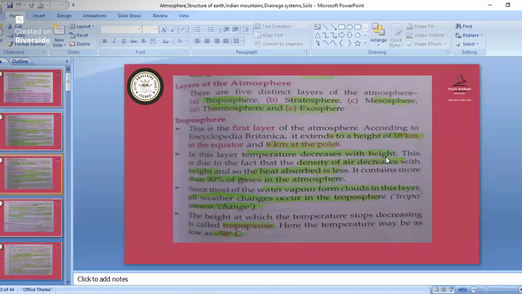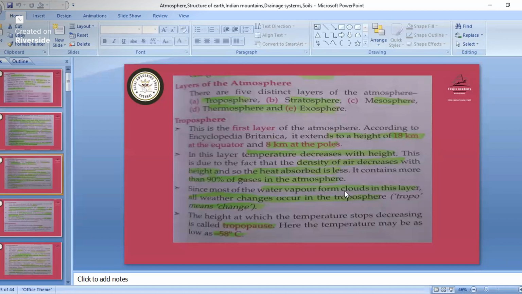In this layer temperature decreases with height. As we go up, temperature decreases, because the density of air decreases with height, so the heat absorbed is less. It contains more than 90% of gases in the atmosphere. In this layer there is a normal lapse rate. What is the normal lapse rate? As we go up, per 4 kilometers, 1 degree temperature decreases. That is known as normal lapse rate. That is not given in the slide. Study it by yourself or you can note it down now.